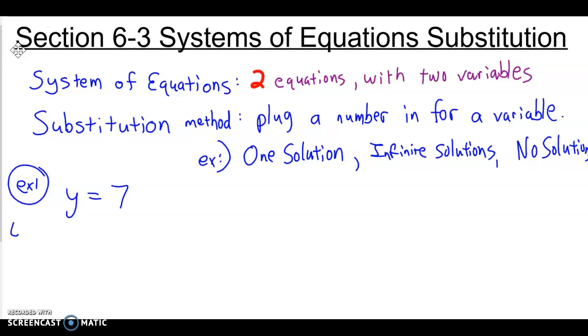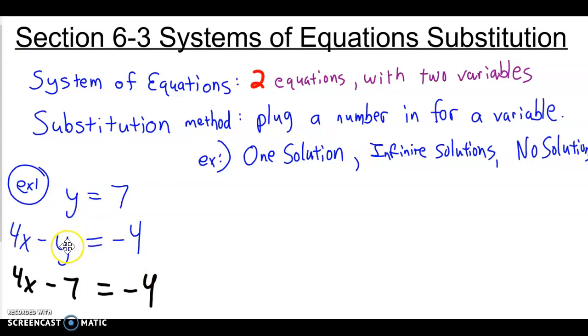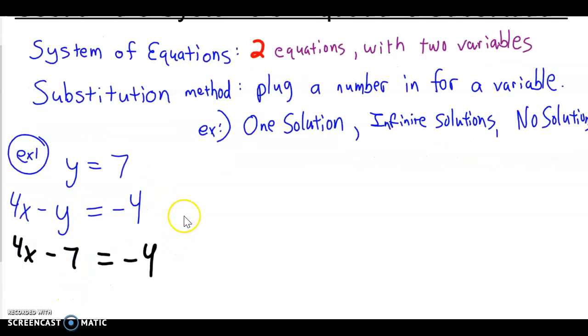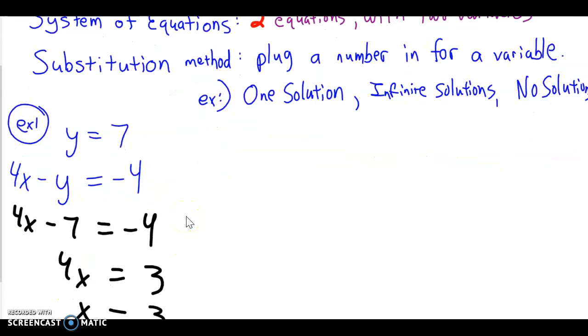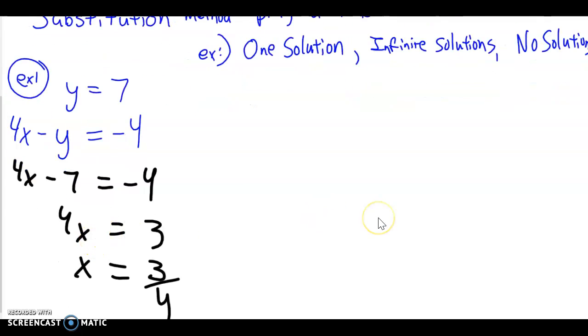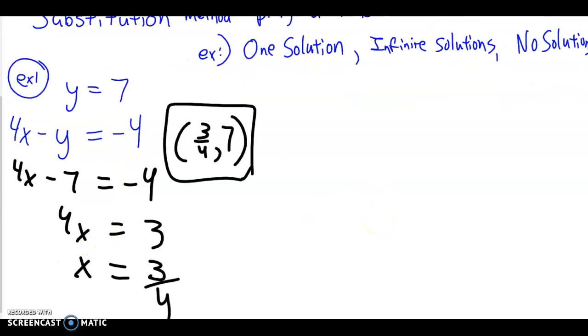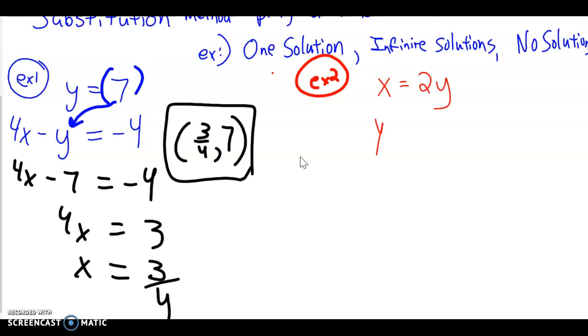Example 1. What if you get the equation y equals 7 and 4x minus y equals negative 4? You have to take the y that you just got and plug it in. We're going to solve. Notice the y is gone, and literally the 7 went into its place. If you look, then you solve, you get 3/4. The answer is 3/4 for x, and the y is 7. How do we get there? We took the 7 and literally plugged it in, and then you solve it and you put it back into the other equation.